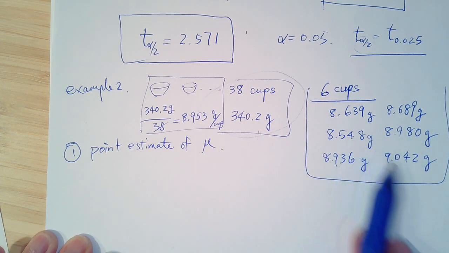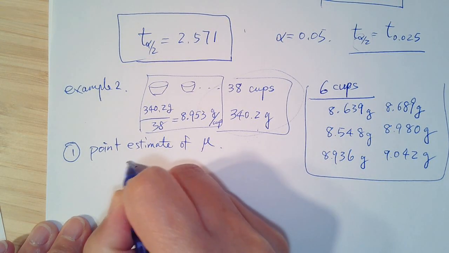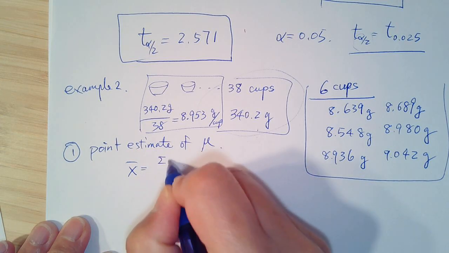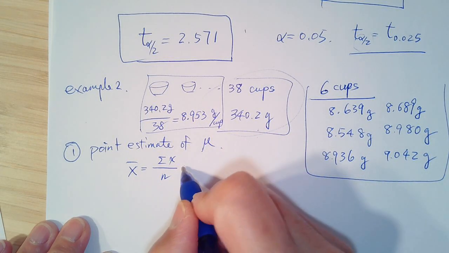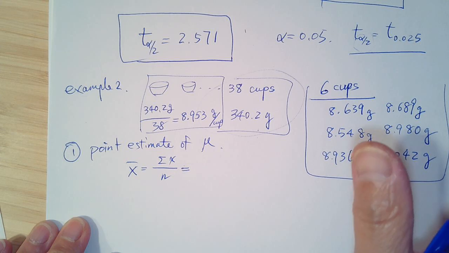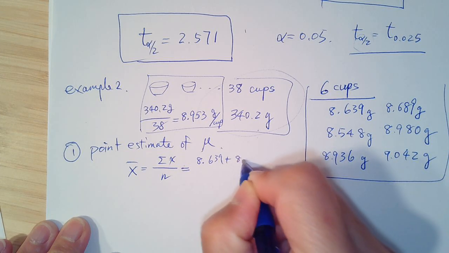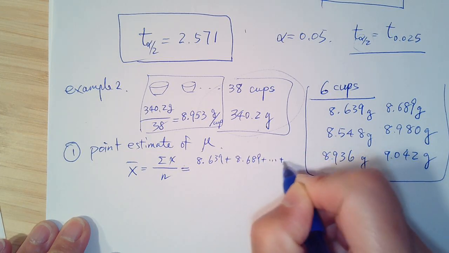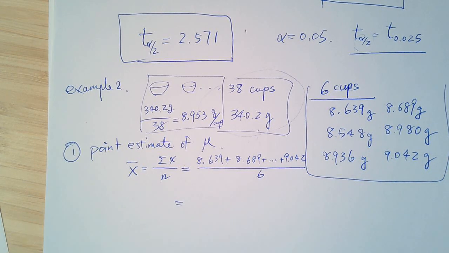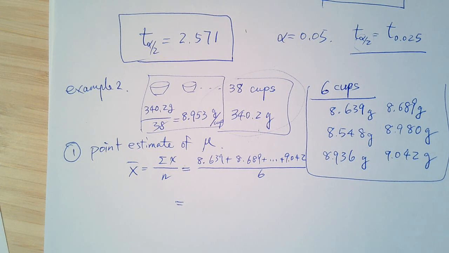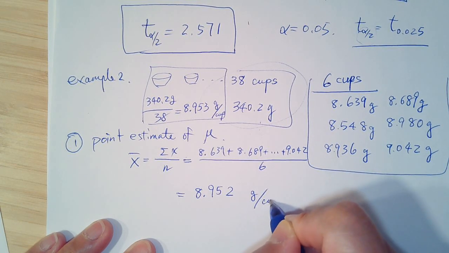But we don't know. So we have this sample, and then we find the point estimate of it. So the point estimate of mu should be just x bar. How do you get x bar? You just add all the x together divided by n. You add 1, 2, 3, 4, 5, 6. You can add all those 6 numbers together divided by 6. Okay, you can pause and then start using your calculator to add 8.639 plus 8.689 plus, and then you add all of them, including the last one, and all together divided by 6. All right, when you finish, you can check with my answer, which is 8.953 gram per cup. That's my sample mean.